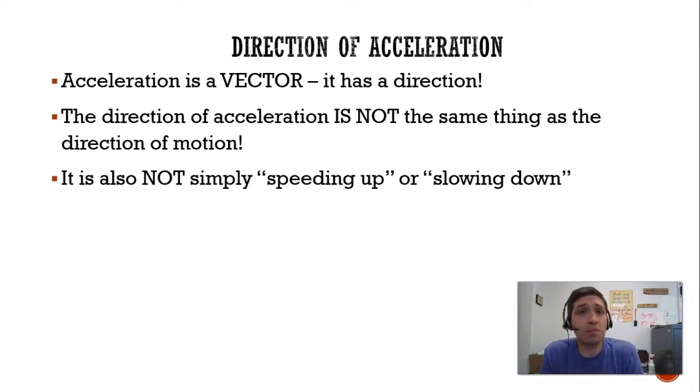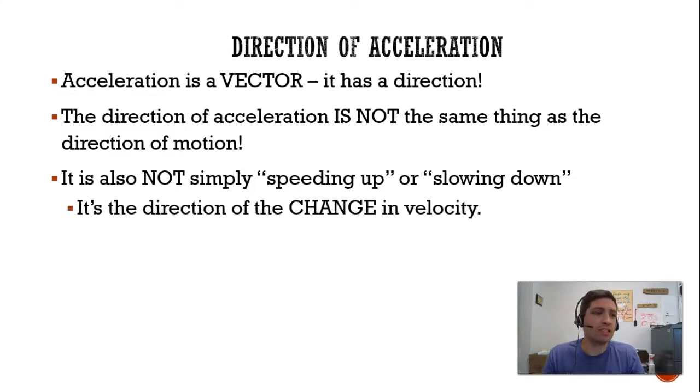Same thing with speeding up. Many people assume that a positive acceleration automatically means that something is speeding up, and that's not what that means. It could be, but it isn't necessarily. The positive and negative does not indicate speeding up and slowing down, and it doesn't indicate the direction of motion. What it indicates is the direction of the change. Remember that acceleration is a change in velocity, and as you'll see in a minute, that change actually has a direction. It's the direction of the change.